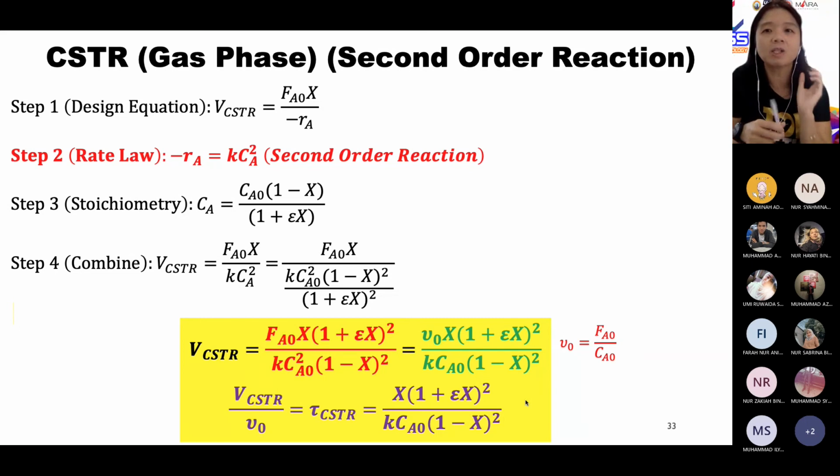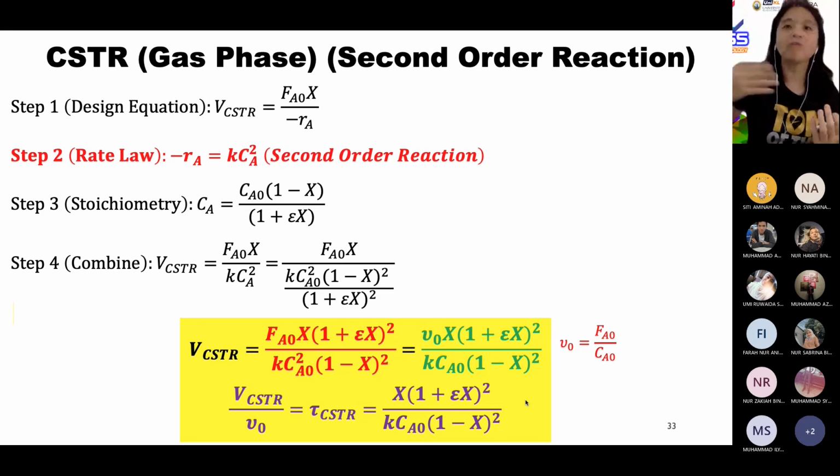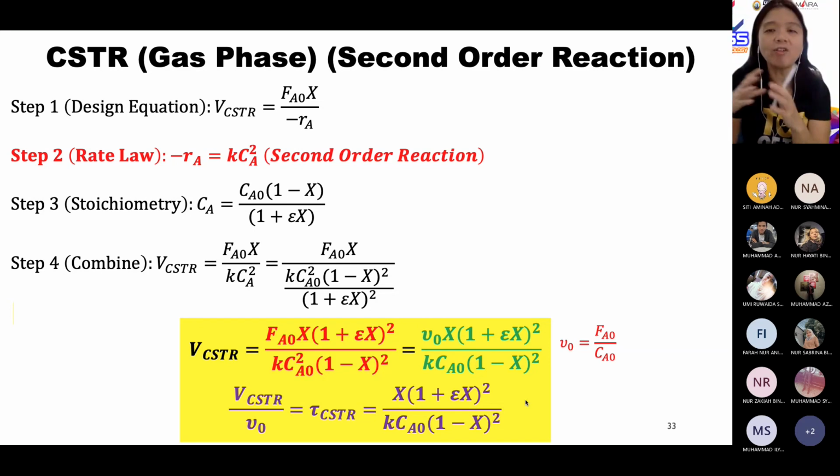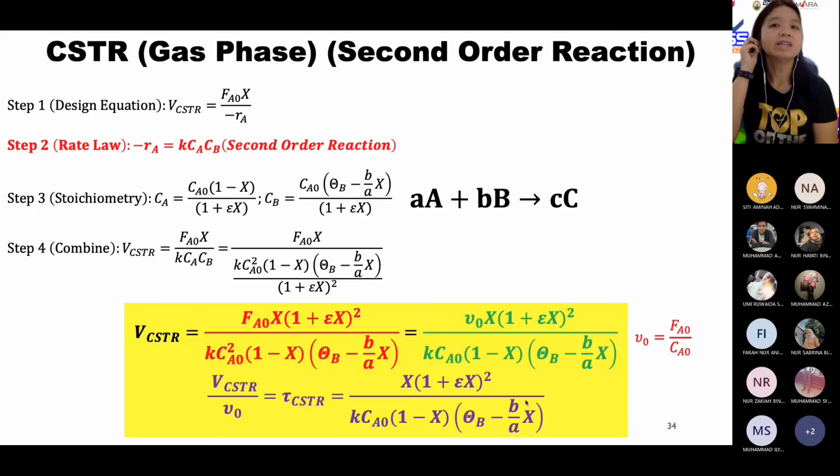half of the time dia akan dapat jawapan akhir yang tak betul sebab dia tak aware ataupun dia leka. There's a lot of bracket and sub bracket and there are multiplication, division, you see power of 2, power of 3. So you have to be very careful when you are doing the calculation, right? Okay. So next one, okay, the last rate law that we will cover is -rA = kCACB.